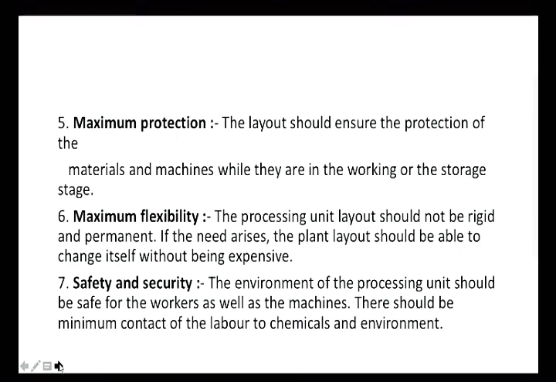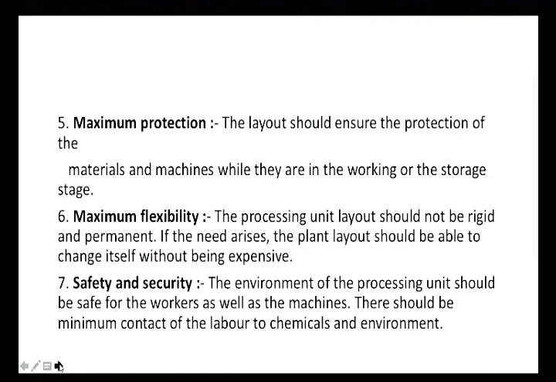So what is going to happen if the need arises? What exactly is he saying? If the need arises, the plant layout should be able to change itself without being expensive. Whenever you are reconstructing, whenever you are collapsing the already organized structure, it will be so expensive to restructure. So for that, you need to have maximum flexibility.